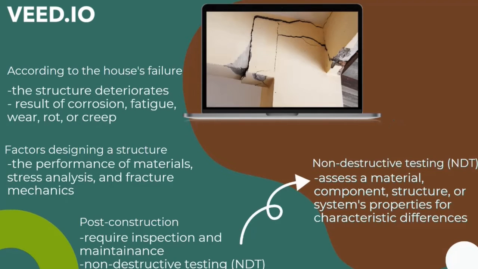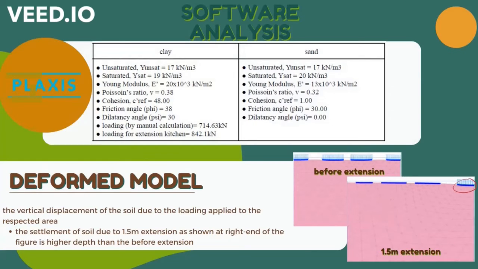Basically, the method that has been used is non-destructive testing, which is NDT. NDT is a testing and analysis technique used to assess a material, component, structure, or system for characteristic differences. For the software analysis, we use the PLAXIS 2D software analysis tool. As shown in the table here, these are the properties of the clay and soil as in the software. These properties can be found in the appendix.